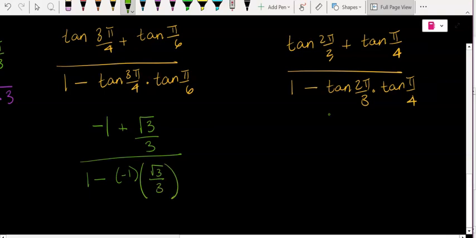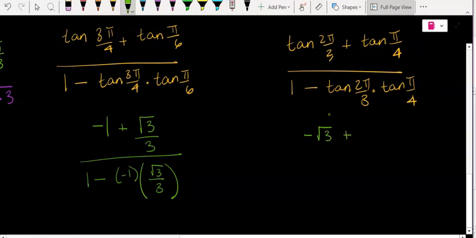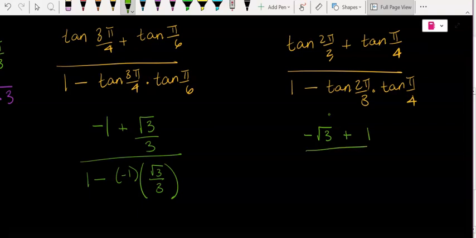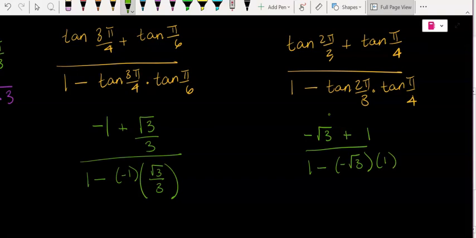Over here on this one, I've got tangent of 2 pi over 3. Well, at 2 pi over 3, my tangent's just going to be negative square root 3. And over here, my tangent at pi over 4 is going to be plus 1, divided by 1 minus, and tangent of 2 pi over 3 is negative square root 3, and tangent at pi over 4 is just 1.